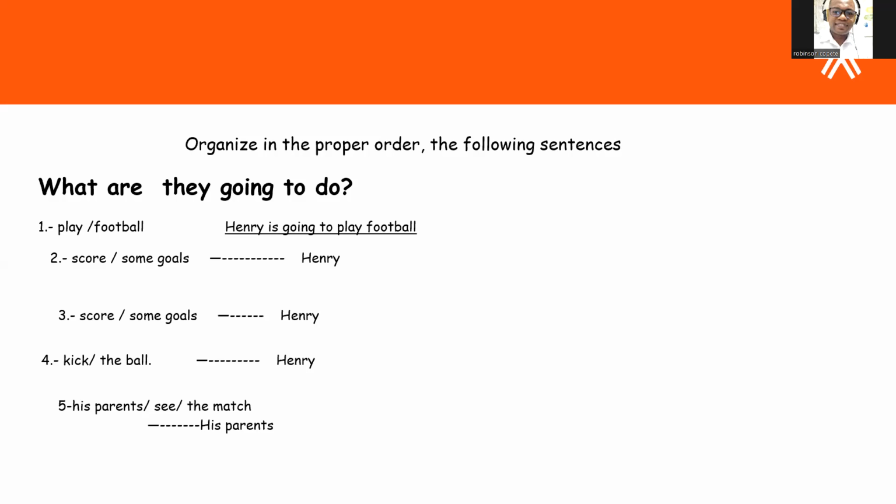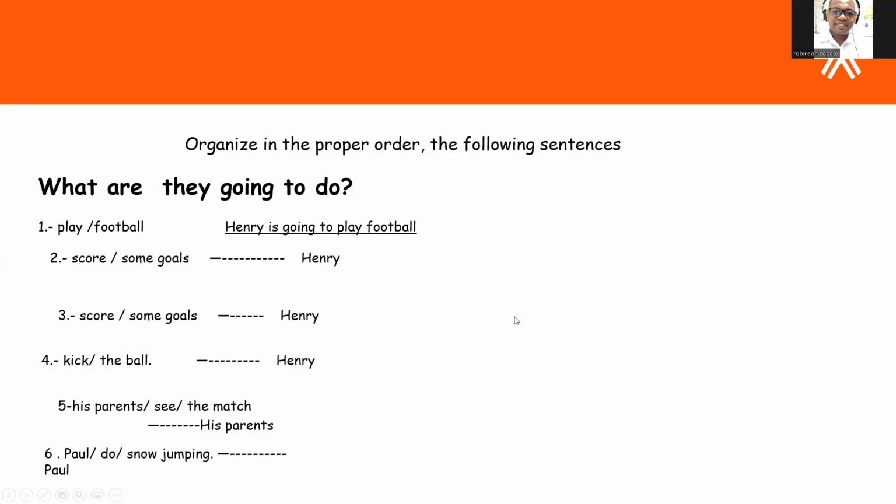Entonces, para los que no sabían decir, por ejemplo, partido, se dice match, okay, match. His parents are going to see the match. That's the way. Good, Alessandra, Karen, his parents are going to see the match. Excellent. Here we go.